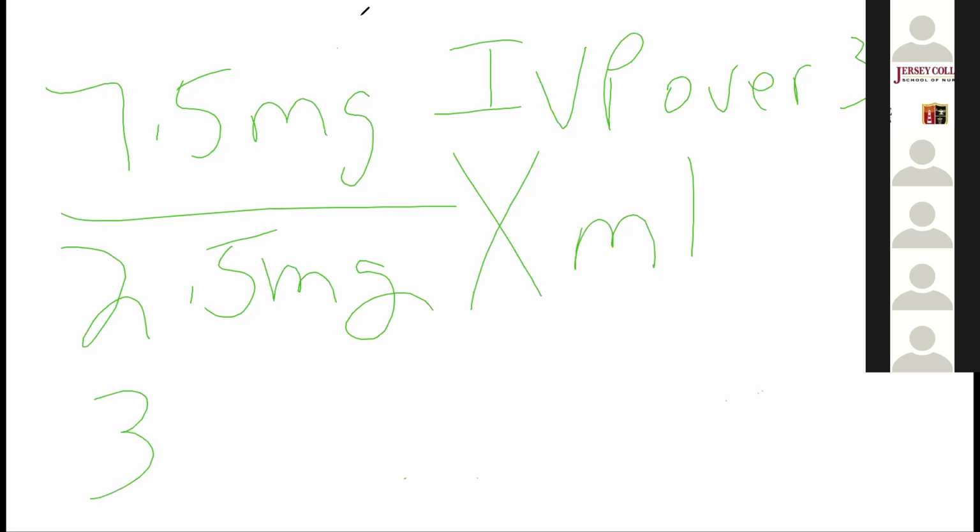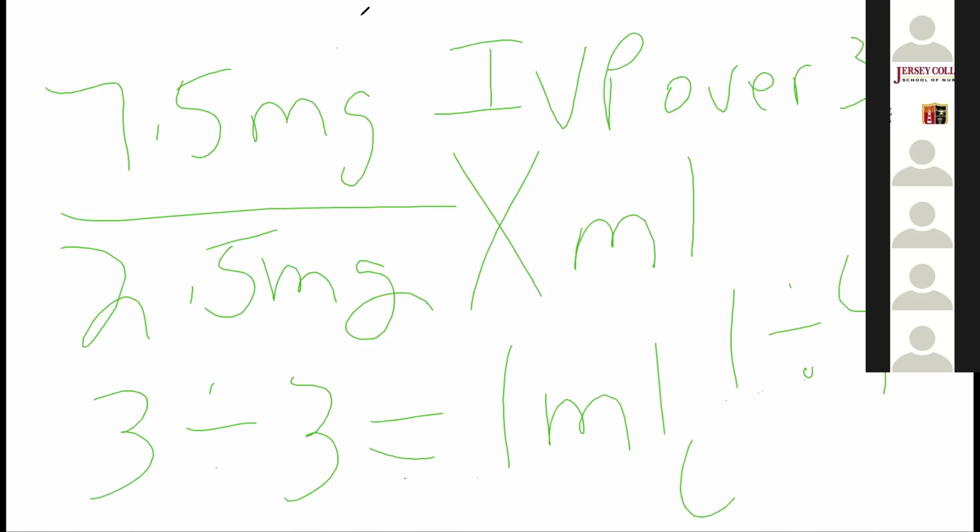Now remember that's over 3 minutes. So now you have to divide that by 3. And that gives you 1 mL per minute. Because there are 4 of those 15-second intervals in 1 minute, I would take that 1 and divide it by 4. And that should tell you how much you're giving in 15 seconds, which should come out to 0.25.